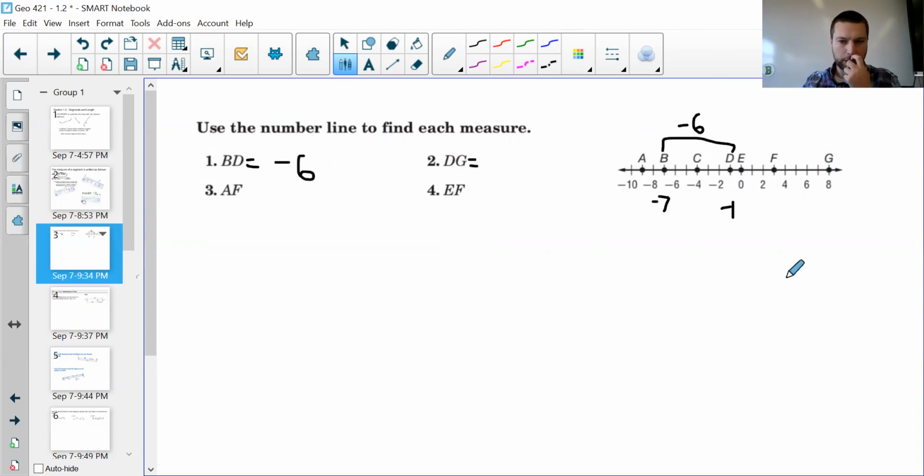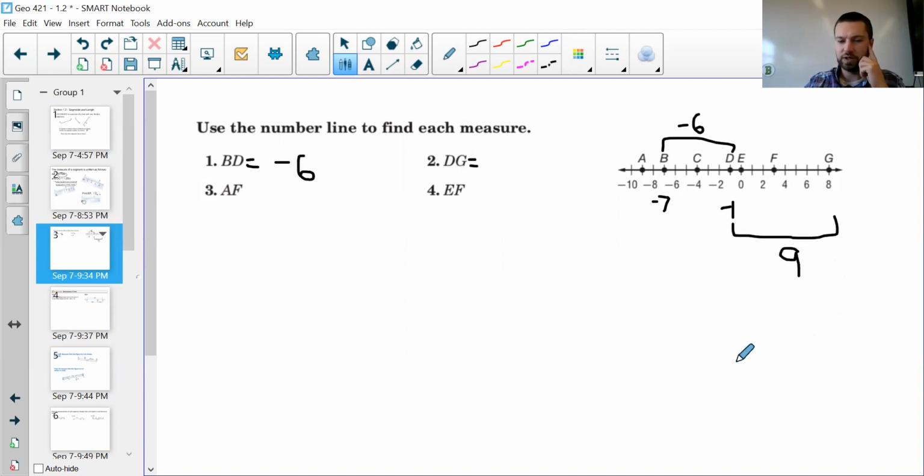And then let's, I'll go over it. Okay, so we know D is -1, and we know G is 8. So we're going from -1 all the way out to 8. Okay, so you're looking for distance. It has to travel one spot to go from -1 to 0, and then from 0 to 8 is 8. So it's going to travel 9.